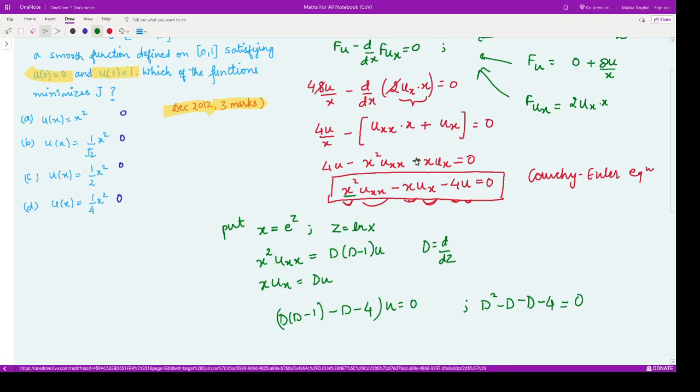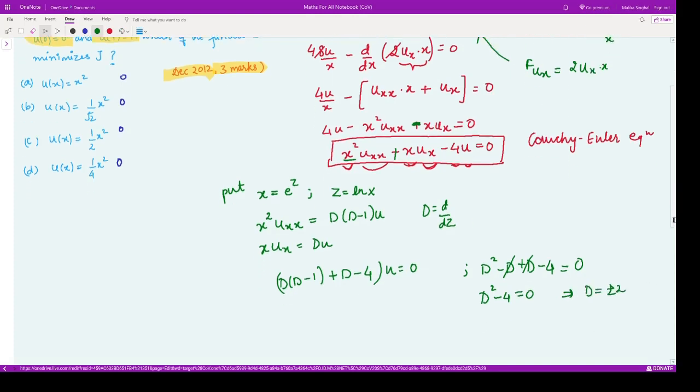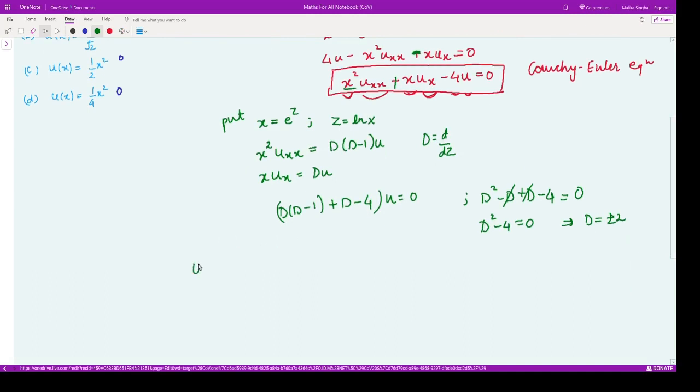Here it should be minus, right? Yes. If it is minus, then it becomes plus, so we have a plus sign over here. So this D and D cancel. So we have D squared minus 4 is equal to 0. This gives me D is equal to plus minus 2. If D is plus minus 2, then the function corresponding, u of z, because now we have substituted in terms of z, right? So u of z is c1 e to the power minus 2z plus c2 e to the power 2z, right?